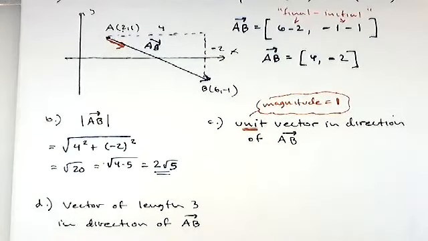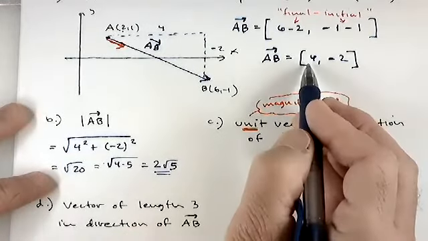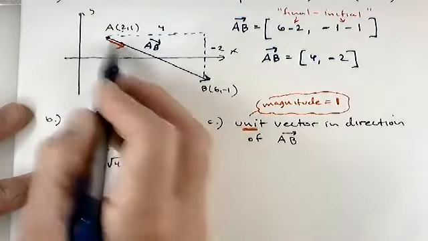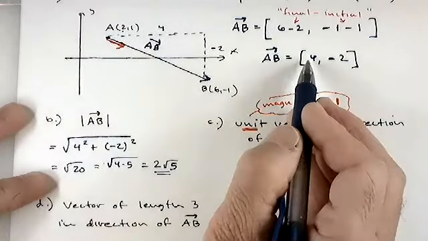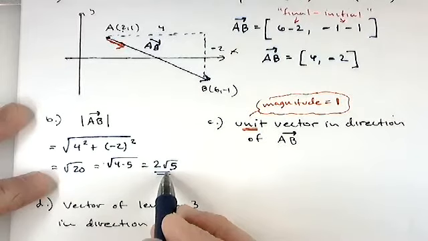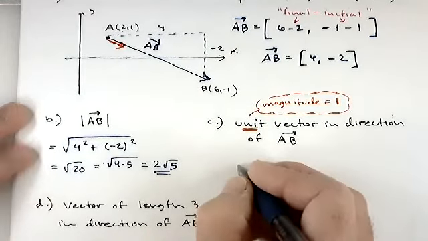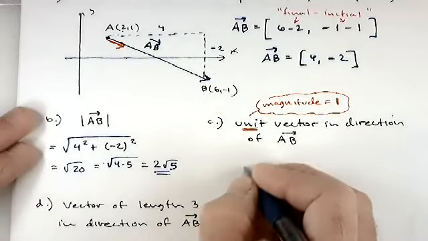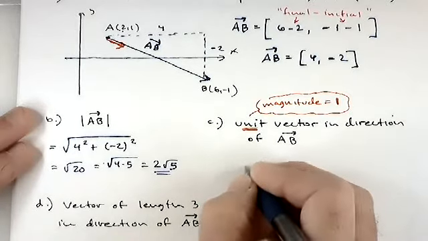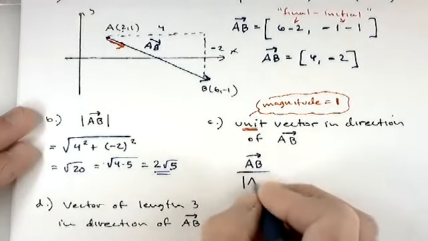And it's very easy to make something a unit vector. We already know vector AB is pointing in the right direction. We just need to shorten it up. So if I simply divide each of these components by its magnitude, I'm going to get a unit vector. So to find a unit vector, it's always going to be this. In this case, it's going to be AB divided by the magnitude of AB.